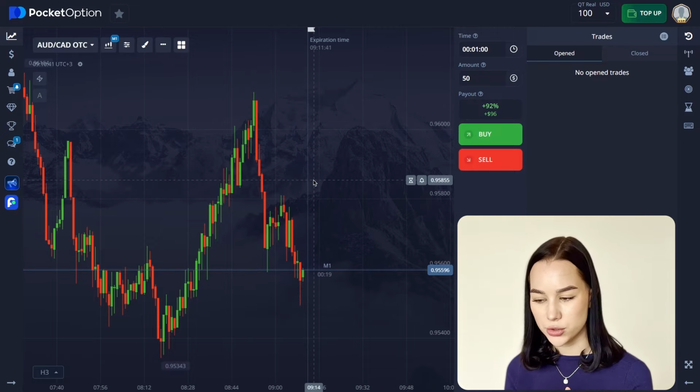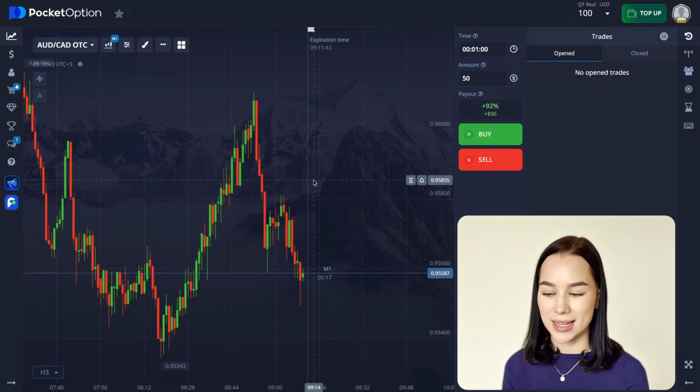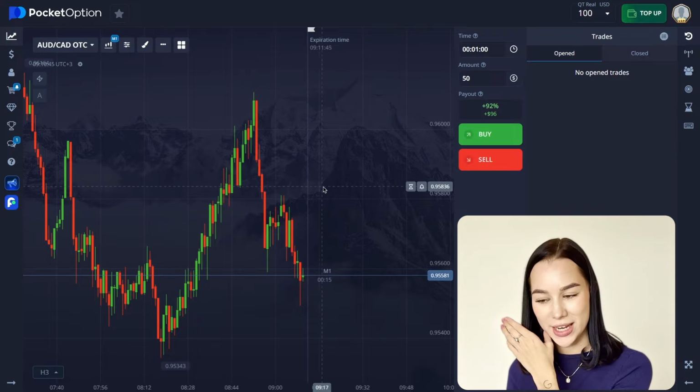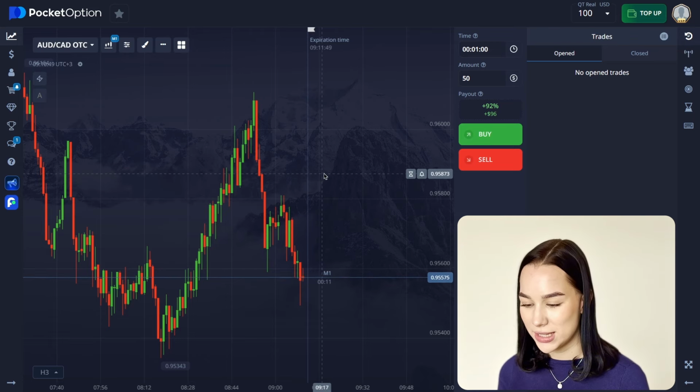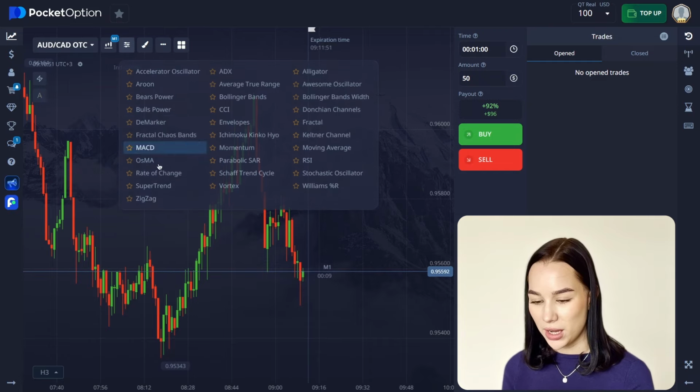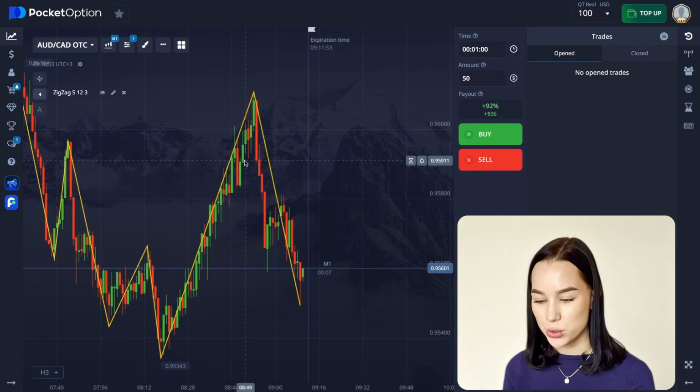I have just $100 on my balance, and I think it's going to be really interesting to use rollover on every trade. I think I never did that before. So firstly, we go to the indicators and we choose the zigzag.